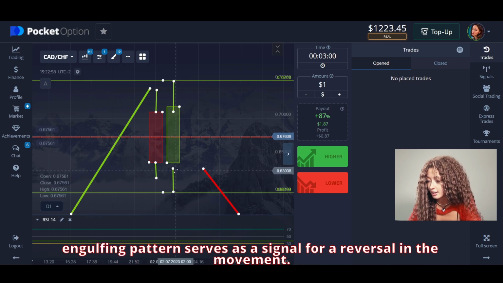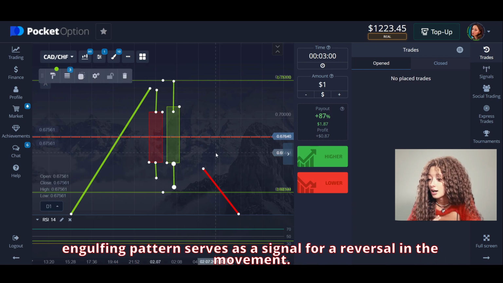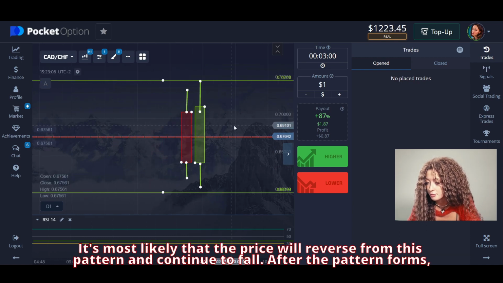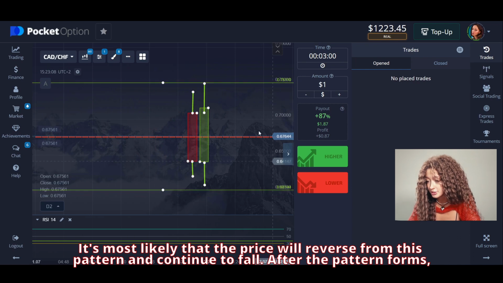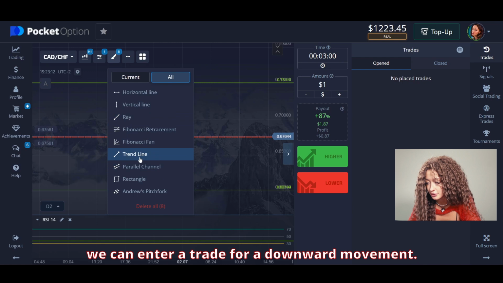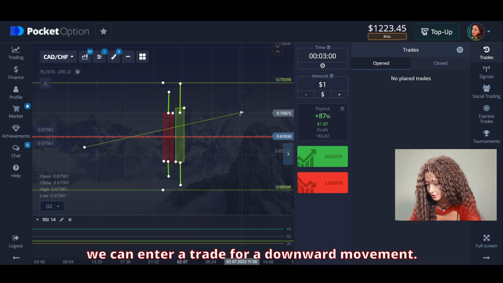In this case, the engulfing pattern's rule is a signal for reversal in the movement. It's most likely that the price will reverse from this pattern and continue to fall. After the pattern forms, we can enter a trade for a downward movement.